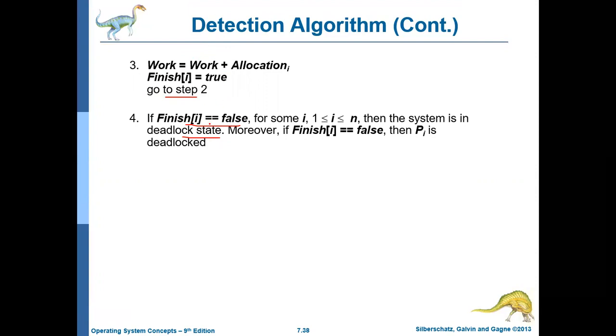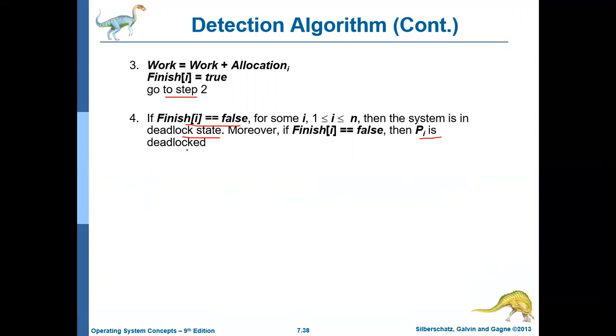So finally, if finish of i is equal to false for some process, then it means that we are unable to find a safety sequence. If finish of i is equal to false, then it means that Pi is deadlocked. So whichever process has finish of i false, it means those processes are deadlocked. So this is how this algorithm is defined.